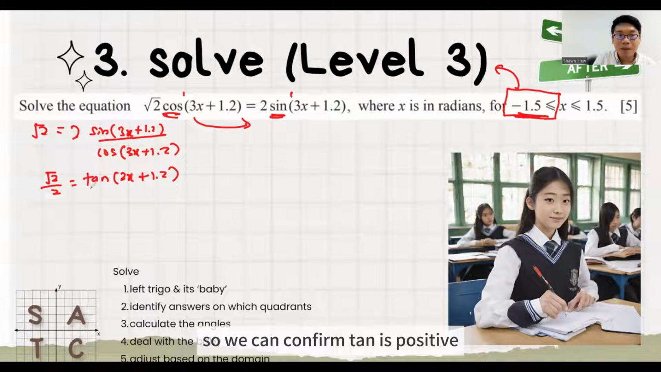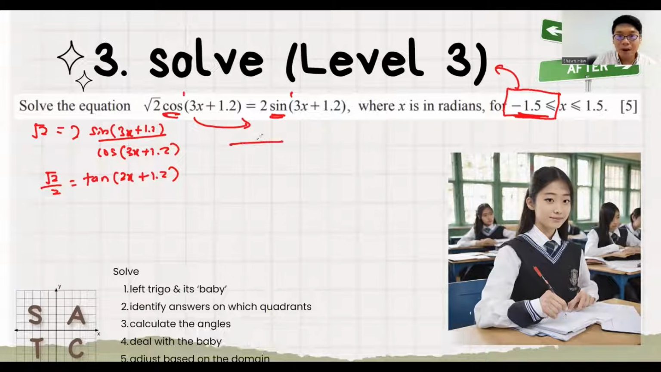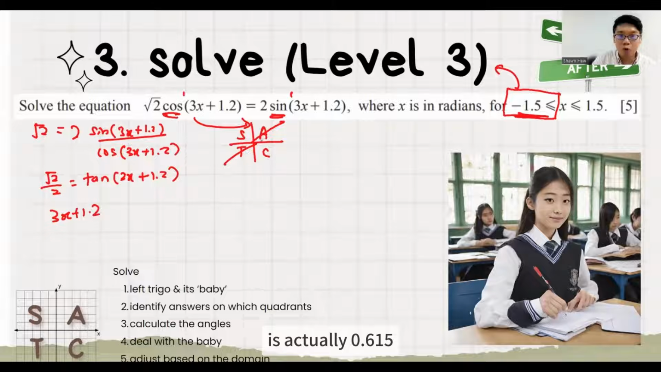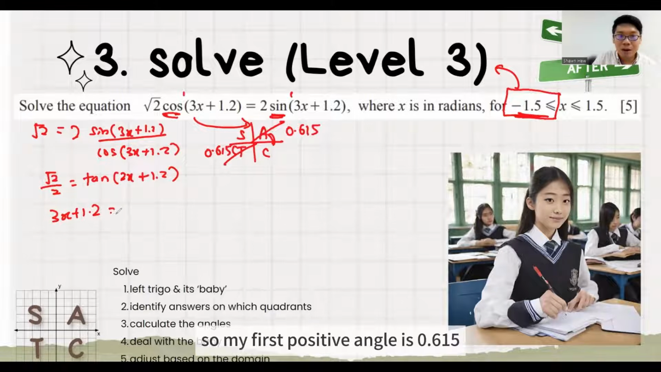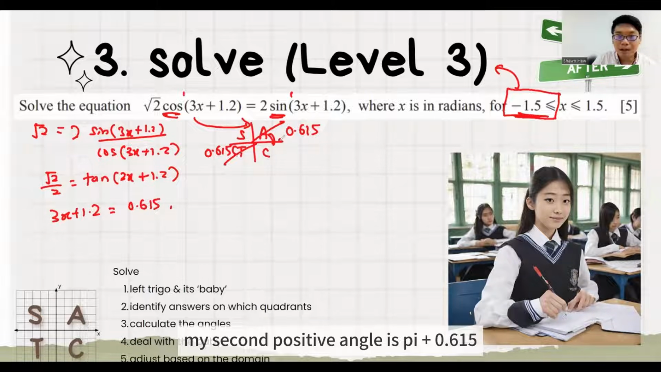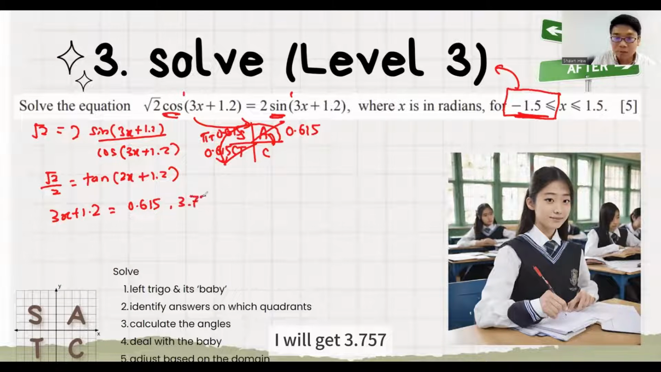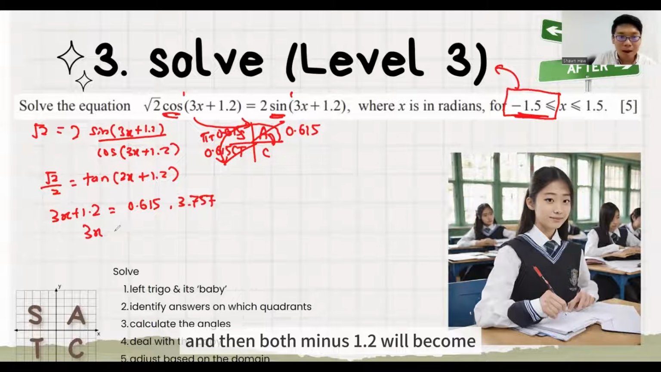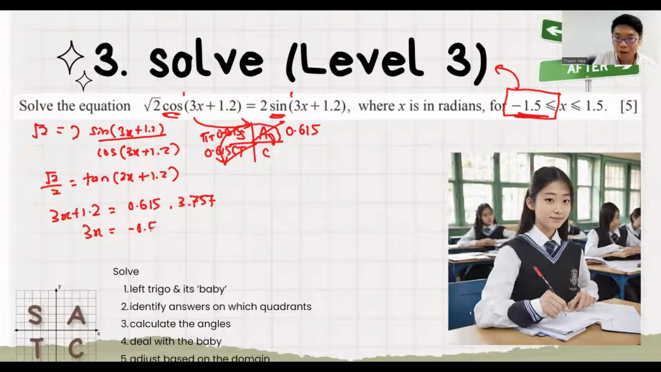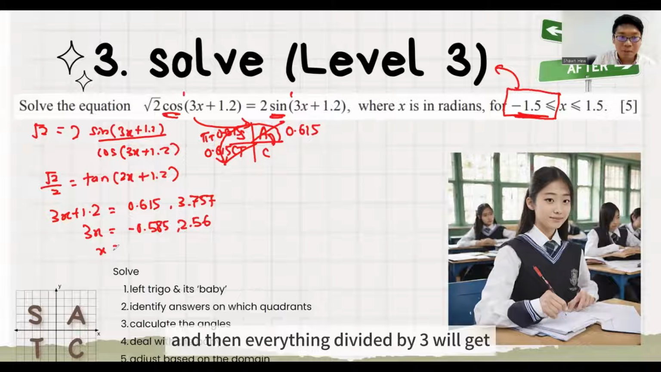So we can confirm tangent is positive here and here. In calculator, we found that our 3x plus 1.2 is actually 0.615. So my first positive angle is 0.615. My second positive angle is pi plus 0.615. I will get 3.757. And then both minus 1.2, and then everything divided by 3, we will get the answers.